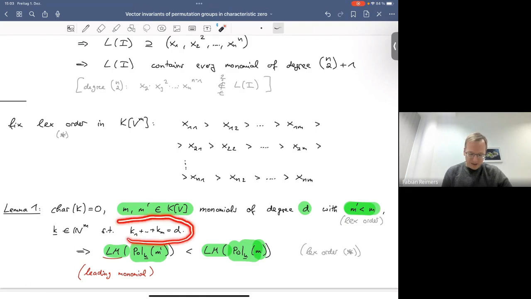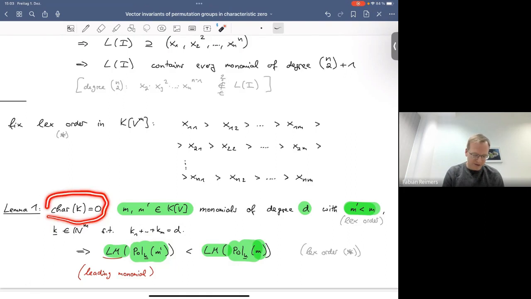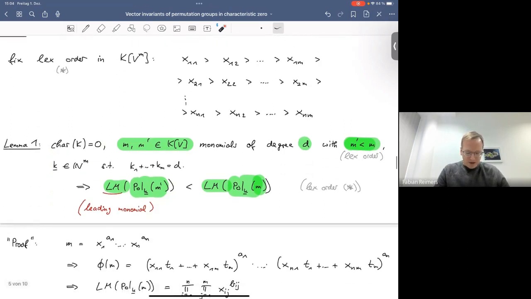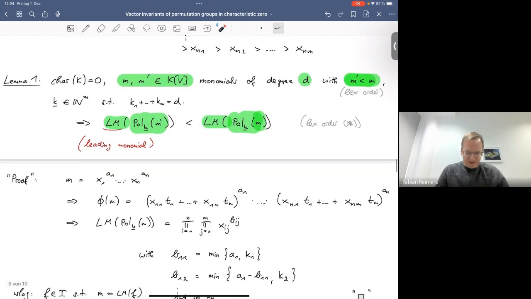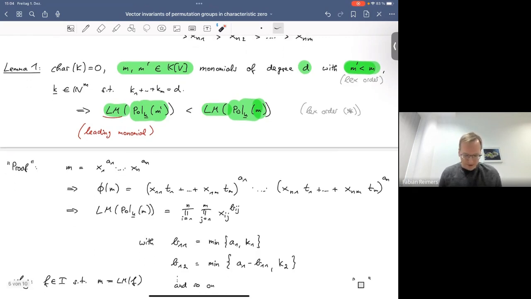So here I wrote down, we take, of course, a multi-index k, which has the same degree d. Otherwise, this polarization here would be 0, of course. And we use characteristic 0 because otherwise it's simply not true, because polarization could just be 0 then, right? The polarization of the larger monomial could be 0 if it's not characteristic 0. Okay, so this is, I would say, not surprising. This is what I called here lemma 1, but still it needs to be checked. Maybe we don't want to go through it.